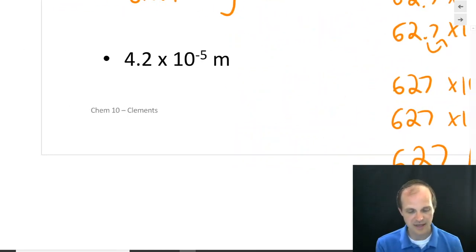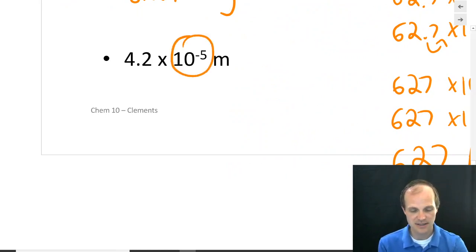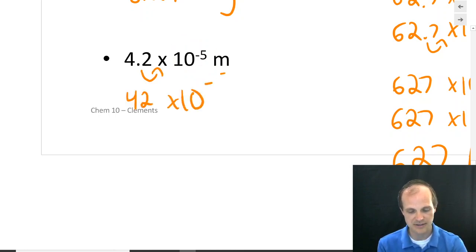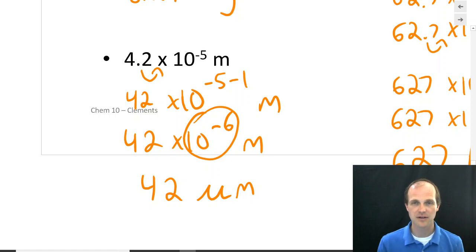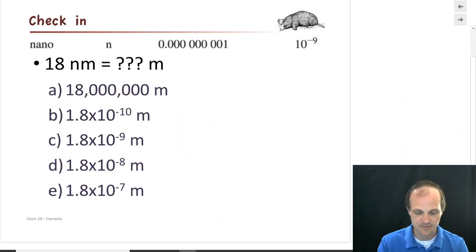One last one, 4.2 times 10 to the minus 5th meters. 10 to the minus 5 doesn't match anything on our list. And so we're going to go ahead and move that over, and we get 42 times 10 to the minus 5 minus 1 meters, which is the same thing as 42 times 10 to the minus 6 meters. 10 to the minus 6 does match micro, and so I get 42 micrometers, just like that. So that's how we convert numbers from regular numbers or scientific notation numbers into using unit prefixes. Our goal is to get a number between 1 and 1,000, not outside of that range.